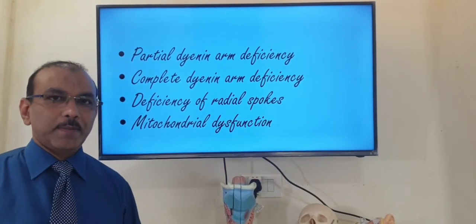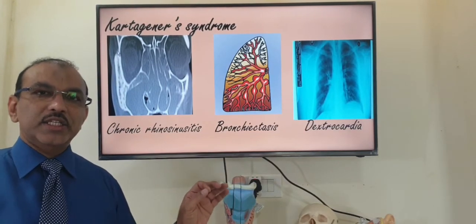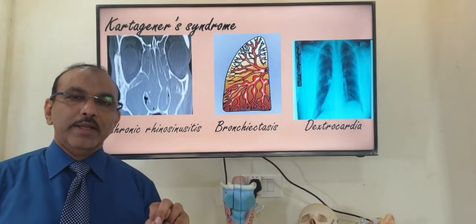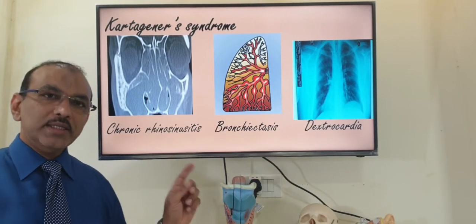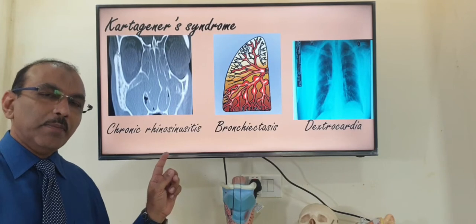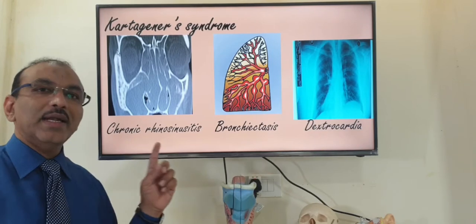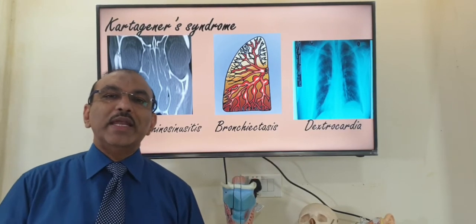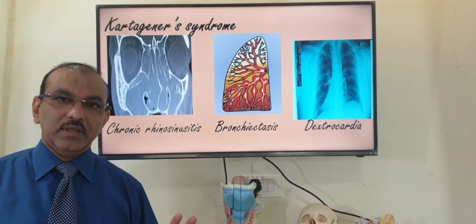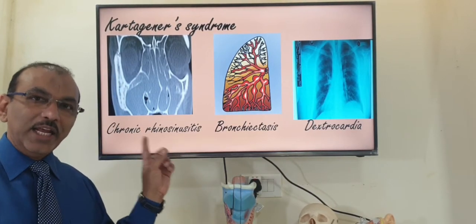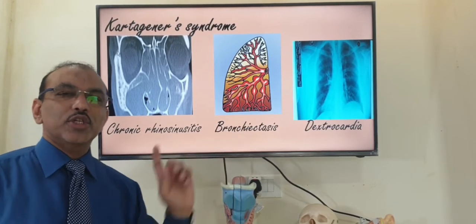Now, in primary ciliary dyskinesia, you have two syndromes. One is Kartagener syndrome, another is Young syndrome. In Kartagener syndrome, the child presents with recurrent upper respiratory tract infection or recurrent rhinosinusitis, say more than 7, 8, 9, 10 times per year. So every other month he is sick. Likewise, he gets the same condition in the chest also.